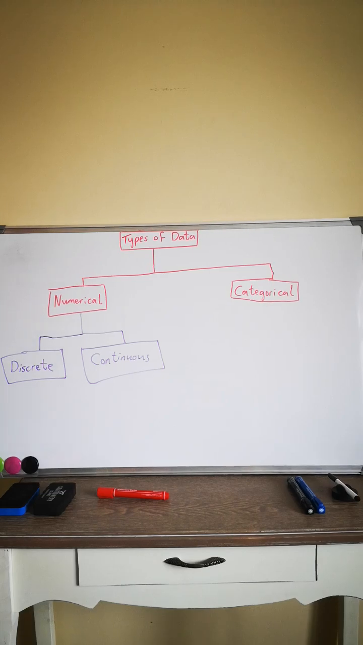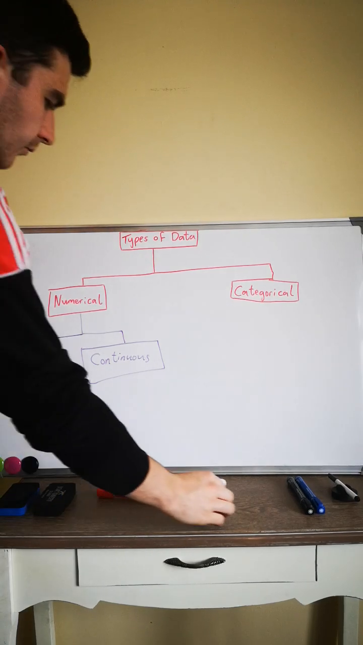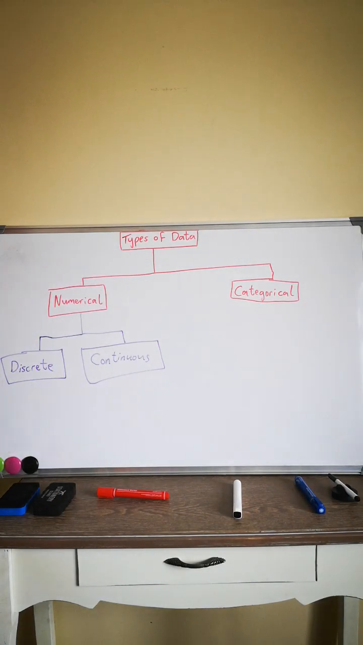Now these are definitely the hardest ones to get your head around. But the best way to describe them is using examples. So for numerical discrete, it has to be a question using numbers because it's numerical, but for it to be discrete, it has to be an exact number.